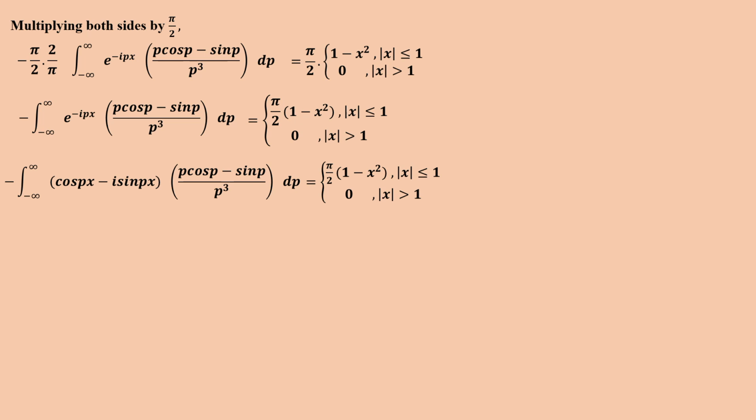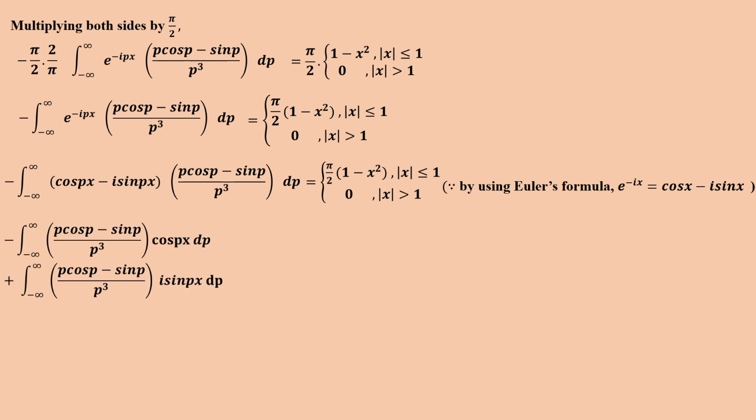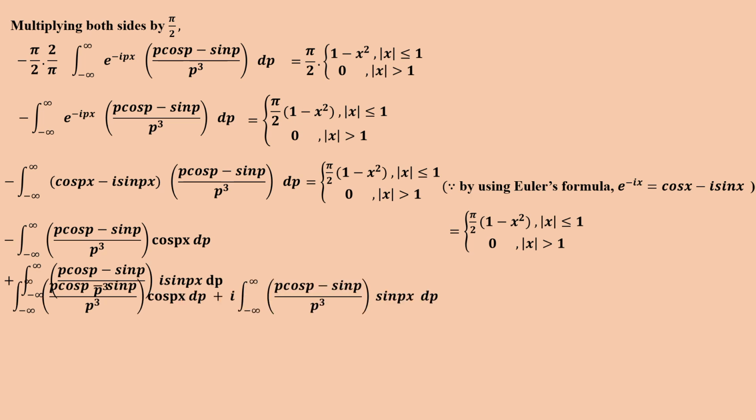Which is equal to pi by 2 (1 minus x square), mod x less than or equal to 1, and 0, mod x greater than 1. So that is equal to minus integral from minus infinity to plus infinity of (p cos p minus sin p) by p cube, cos px dp. We are splitting into two integrations, minus into minus plus, plus integral from minus infinity to plus infinity of (p cos p minus sin p) by p cube, i sin px dp, which is equal to pi square (1 minus x square), mod x less than or equal to 1, 0, mod x greater than 1, right? That is equation number 4.